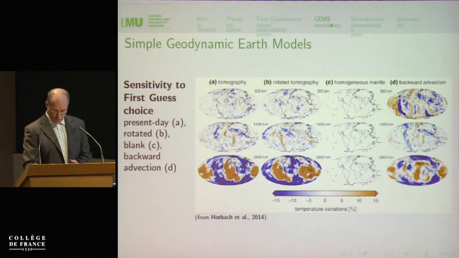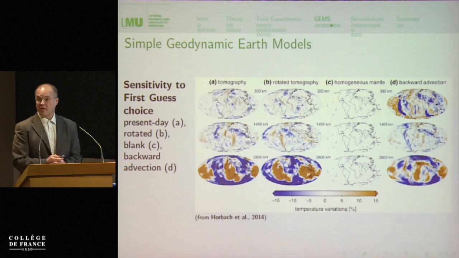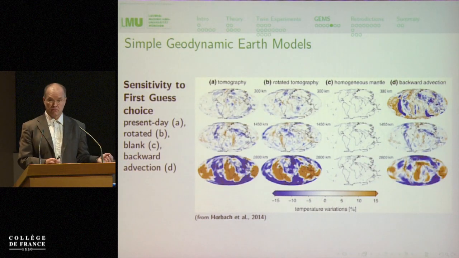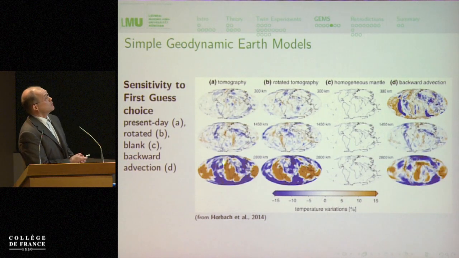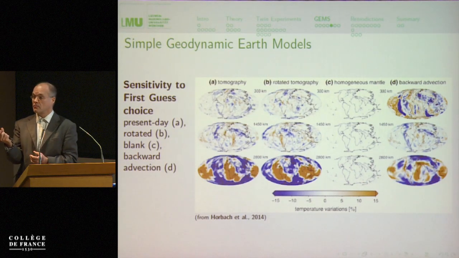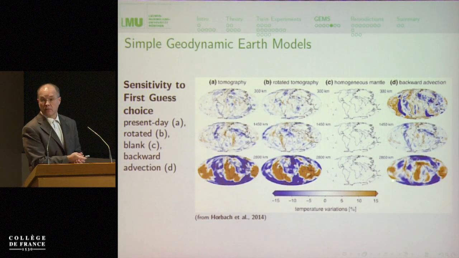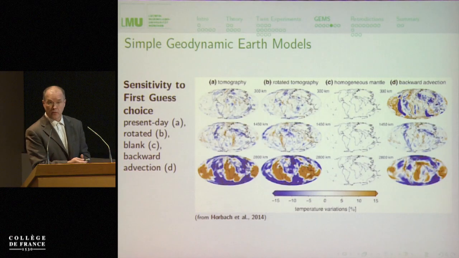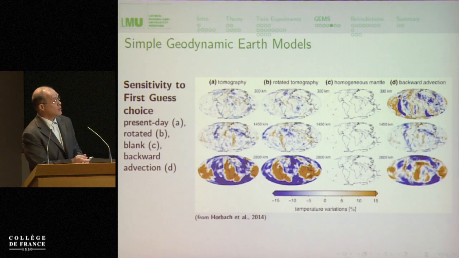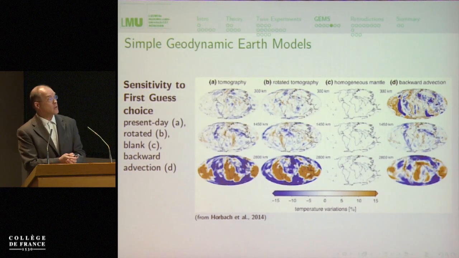The one thing you can still do is take different first guesses. Let's say the mantle at 40 million years looked like tomography. Let's say the mantle, which is really drastic, looked like tomography but rotated 90 degrees. Let's say the plumes are under America and the slabs are in Africa. Let's say there is no convection in the mantle at all, just zero lateral temperature variation. You've seen all of these in the previous simple experiments, but now we do this with full-blown geodynamic models. Also, let's say you do a backward convection first to generate an initialization that could then serve as a start.